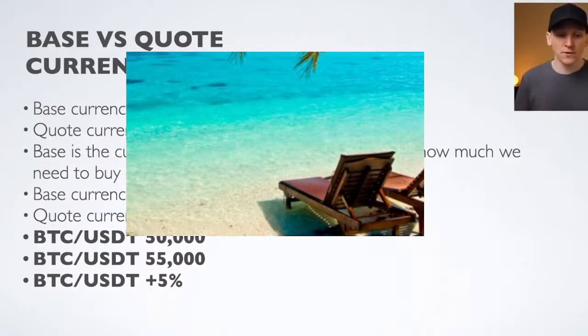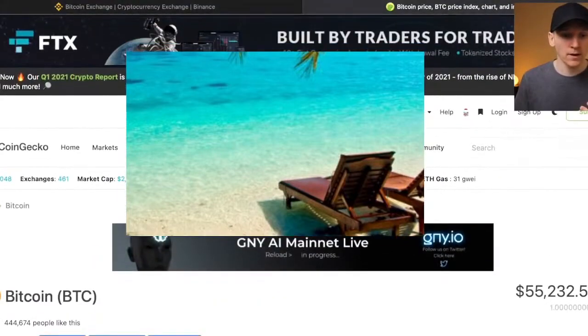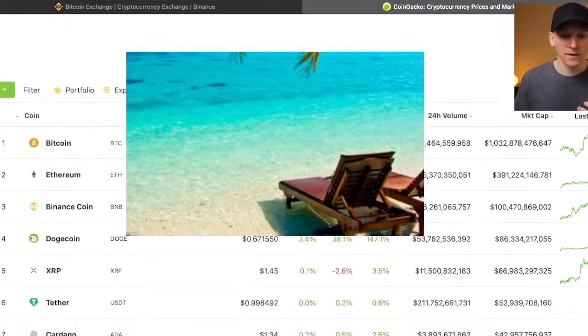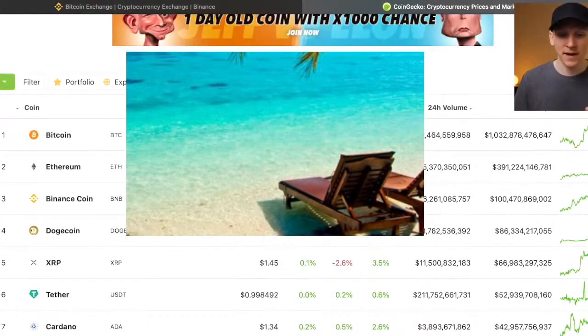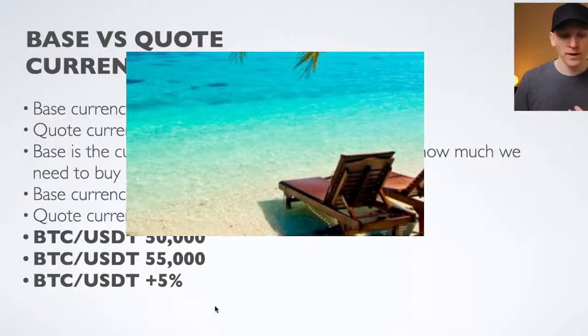This can also be shown to you in a percentage move on a day. You'll see this a lot of times. Let's go back to CoinGecko right here, and we can go back to the homepage. You can see this right here. You'll get a percentage change on the day, and this is a percentage change against US dollar tether. So we'll go back to our quotes, and we can see that Bitcoin has appreciated against the US dollar by 5% today. This percentage move will always be how the base currency is valued. So it takes more US dollar tether now to buy Bitcoin because Bitcoin has appreciated 5% against the quote currency.